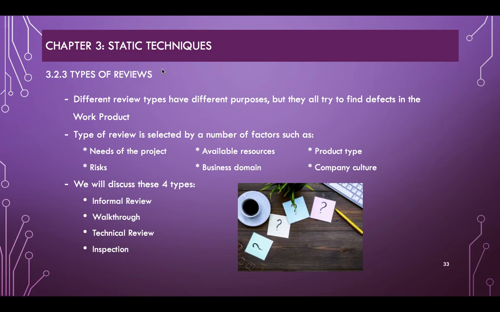3.2.3 Types of Reviews. Different types of reviews have different purposes, but they all try to find defects in the work product that is under review. The appropriate type of review is selected by a number of factors, such as the needs of the project, the risks involved in the project, the available resources in staff and hardware, the business domain, the product type, and the company culture. Now, we will discuss the 4 review types, which are an informal review, a walkthrough, a technical review, and an inspection.